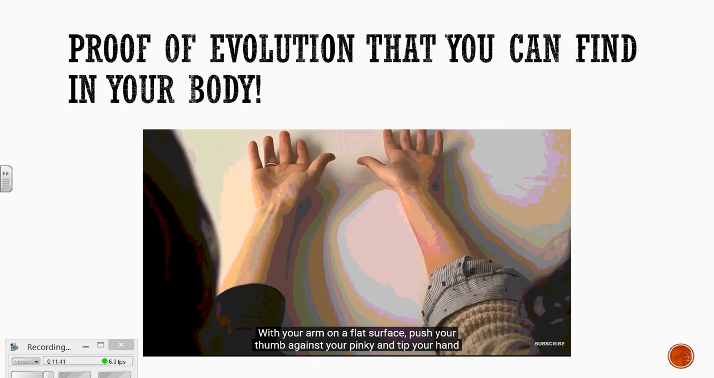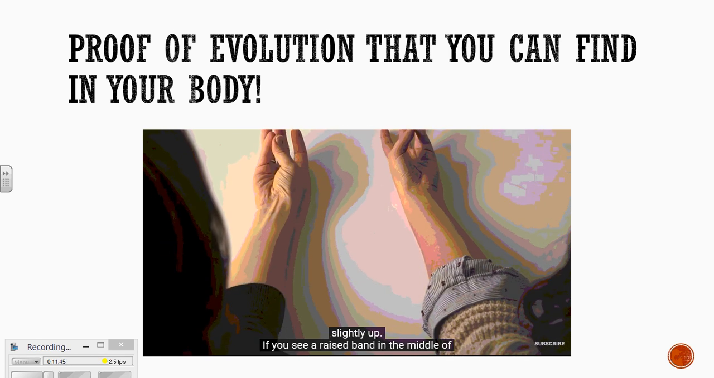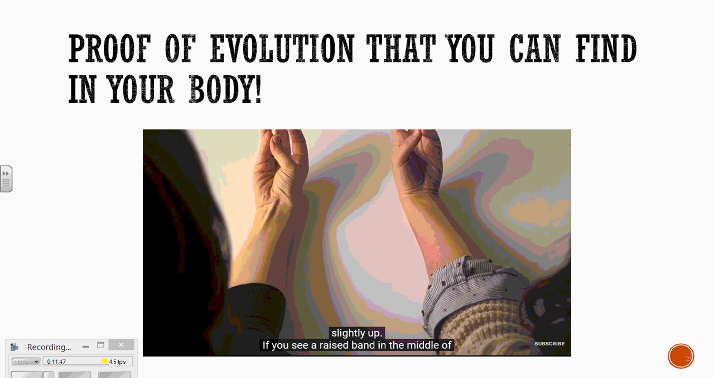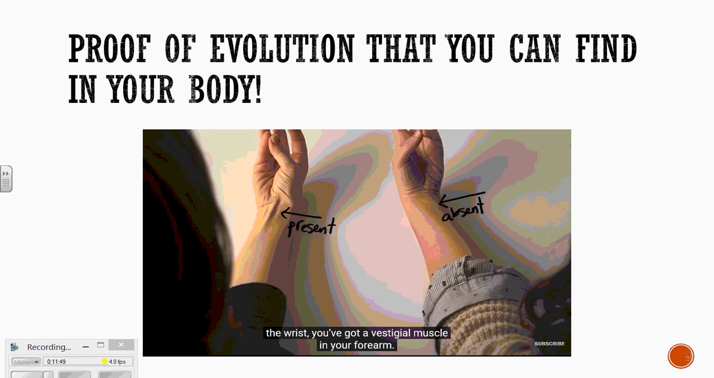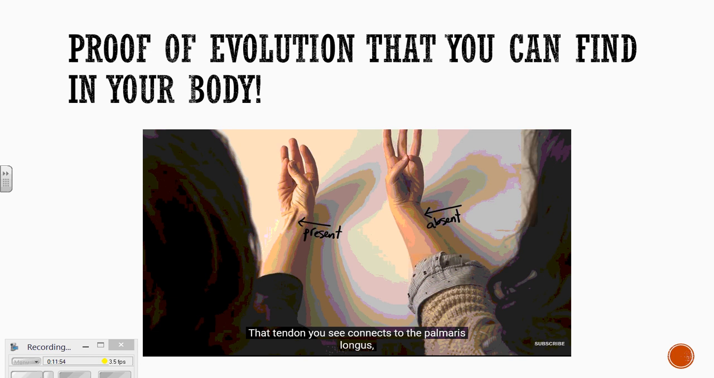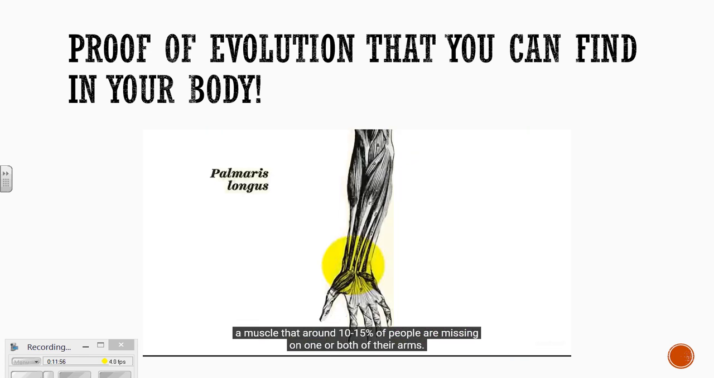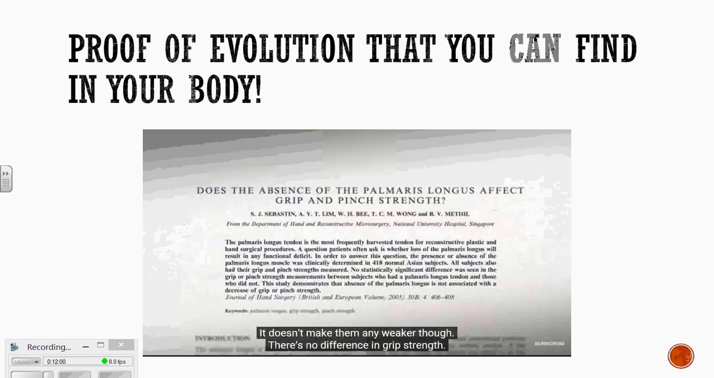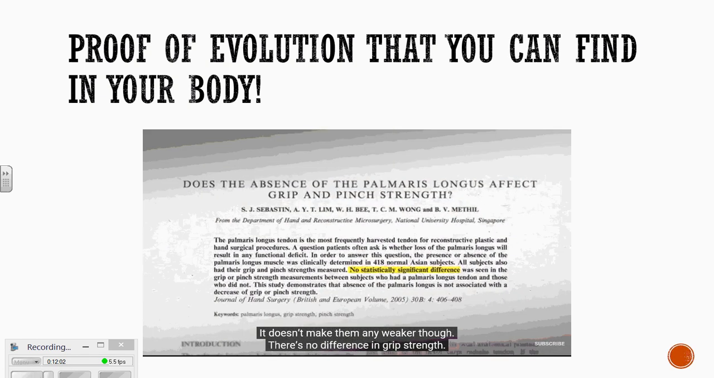With your arm on a flat surface, push your thumb against your pinky and tip your hand slightly up. If you see a raised band in the middle of your wrist, you've got a vestigial muscle in your forearm. That tendon you see connects to the palmaris longus, a muscle that around 10 to 15% of people are missing on one or both of their arms. It doesn't make them any weaker though. There's no difference in grip strength.